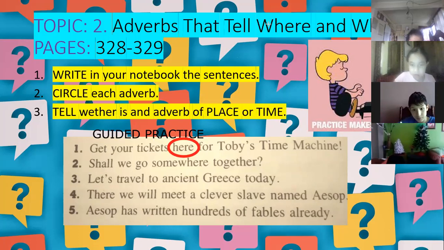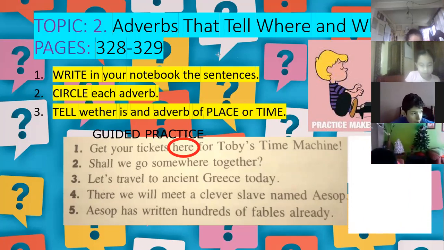At the end of the sentence, I want you to write where or when. The first one, for example, here, that's the adverb. That adverb tells where or when. Here, where or when? Copy, Sebastian. If your hands are in your mouth, you're not copying. Where? Yes, it's talking about a place. So at the end of the sentence, you have to write the word where, because that's the instruction number three.